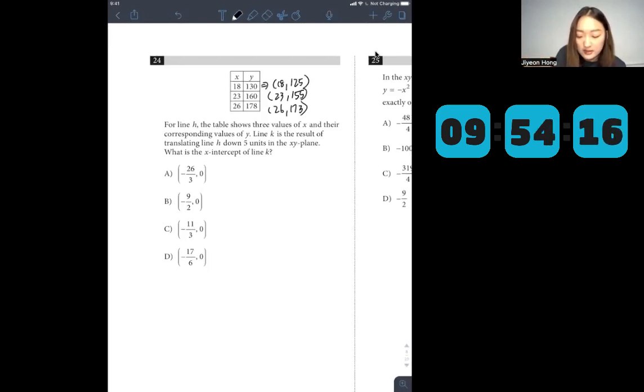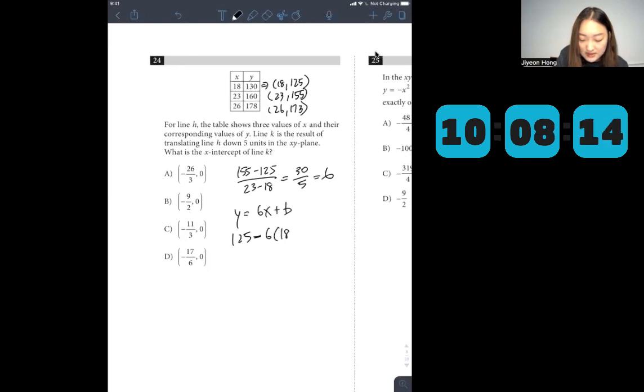So I'm going to find the slope first by taking the first 2 points. We get 30/5 is equal to 6. So y equals 6x plus b. I'm going to plug in the first point. 125 equals 6 times 18 plus b. 125 equals 108 plus b. So b is equal to 17. So now we have our equation y equals 6x plus 17.